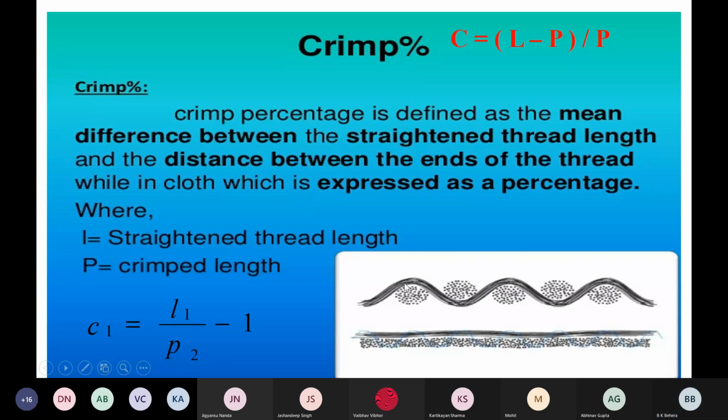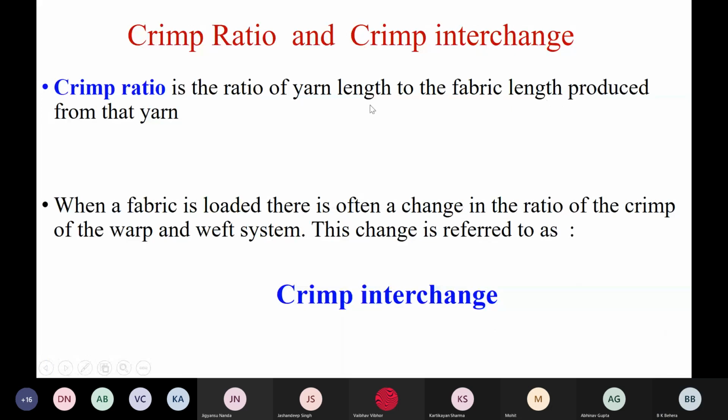See, in a fabric, you take the length from here to, let's say, here. So this is called fabric length. Remove this yarn and straighten it, then you will find this length is larger. As you see at the bottom, it is straightened now, crimp is removed. So the ratio of yarn length to fabric length is called crimp ratio.